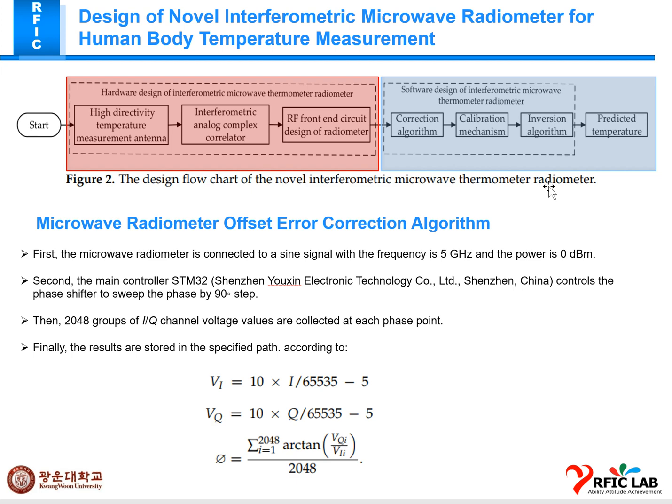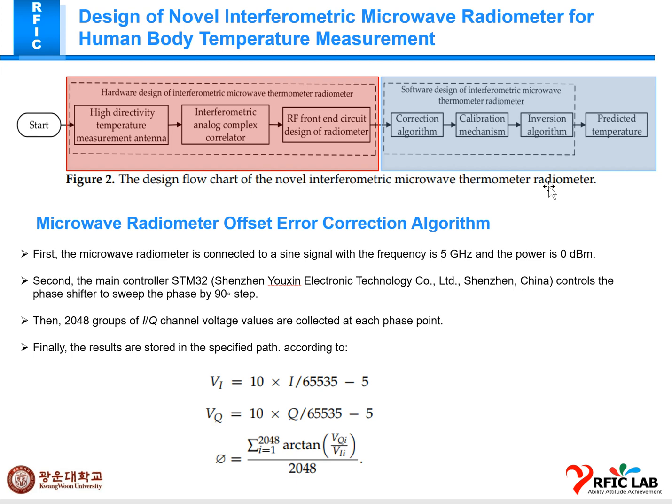In this, the microwave radiometer is connected to a sine signal with a frequency of 5 gigahertz and power of 0. The second step is that the main controller controls the phase shifter to shift the phase in 90-degree steps. Then 2048 groups of I and Q channel voltage values are calculated at each phase point. Then finally the results are stored in a specified path.